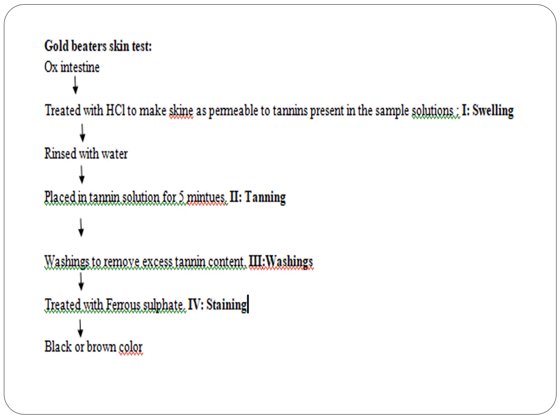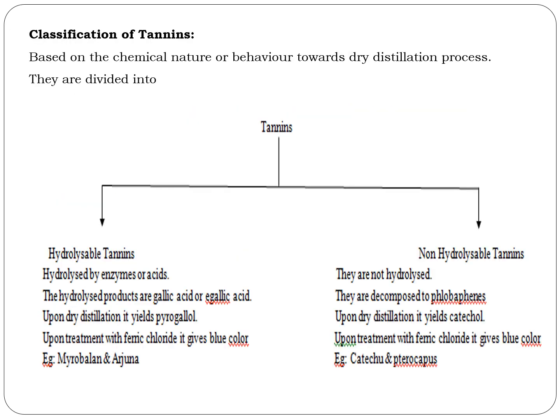In the tanning procedure, the rinsed ox intestine has to be kept in the tannin solution for 5 minutes. After that, washings have to be carried out to remove the excess tannin content. Later, the staining has to be done. It has to be treated with ferrous sulfate, so it shows a black or brown color. So this is about the gold beater skin test.